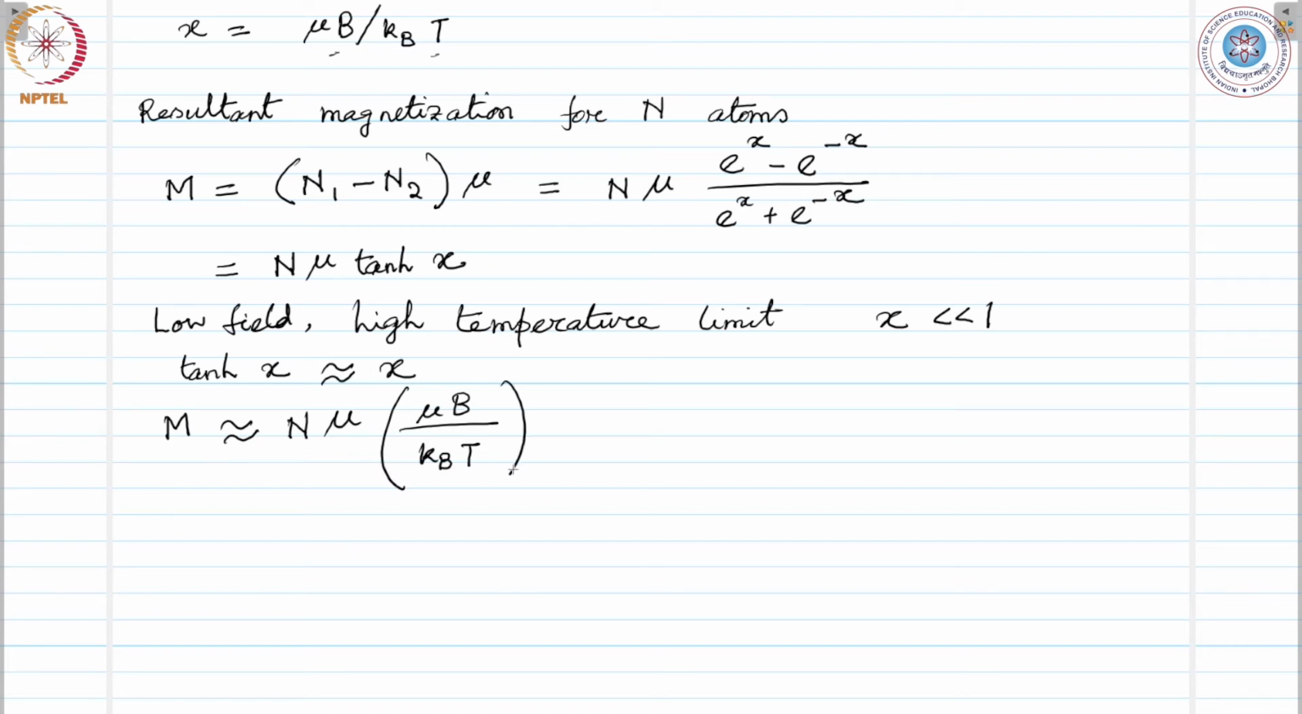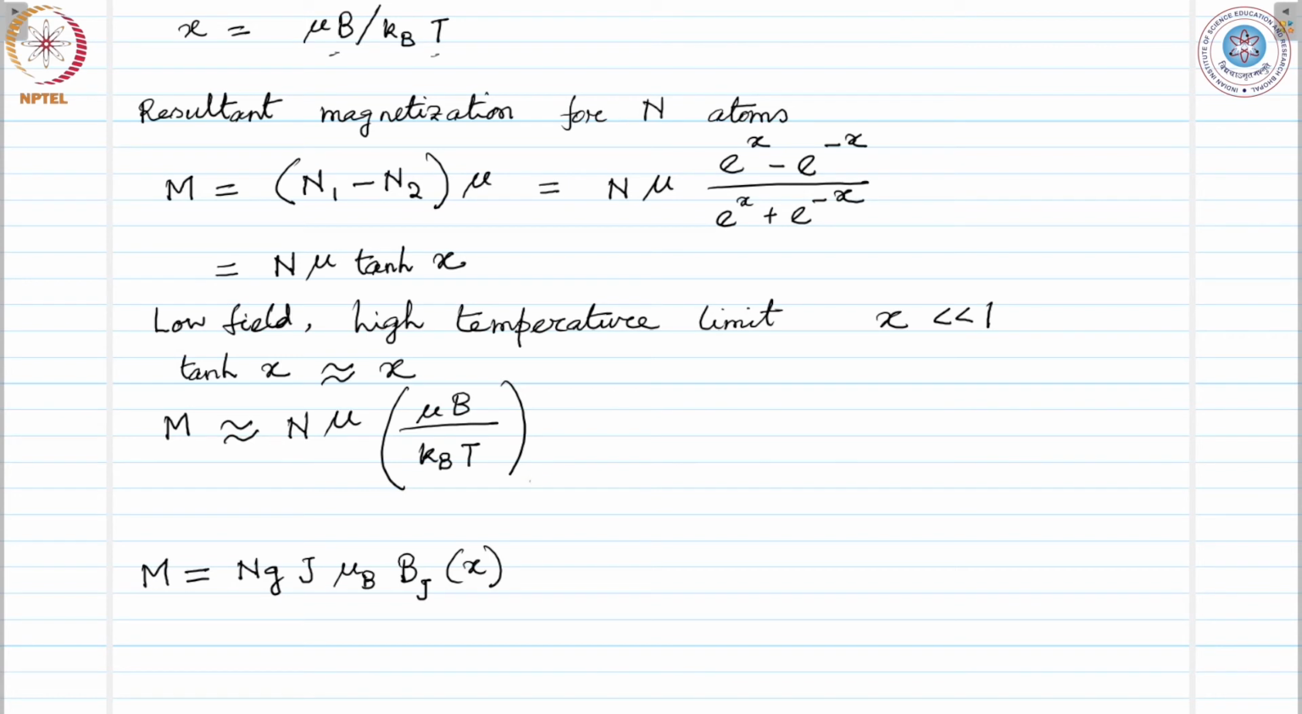Now, if we consider an atom in a magnetic field with angular momentum quantum number J, it will have 2J plus 1 equally spaced energy levels, and in that kind of situation the magnetization would be given by M equals N g J mu B B_J, which is a function of x.